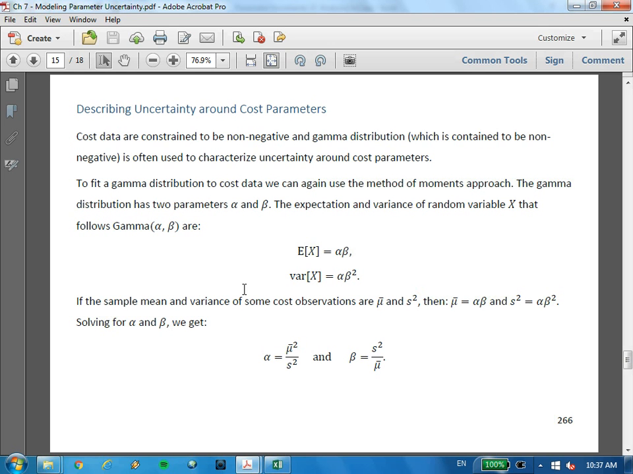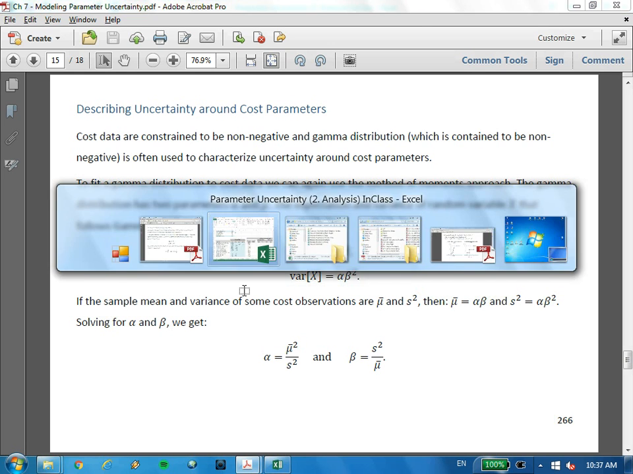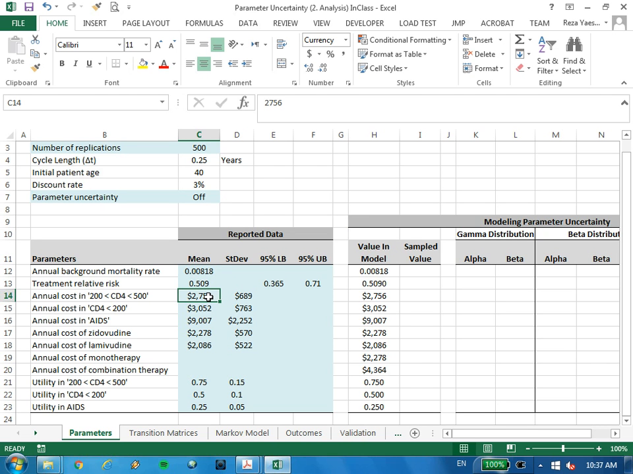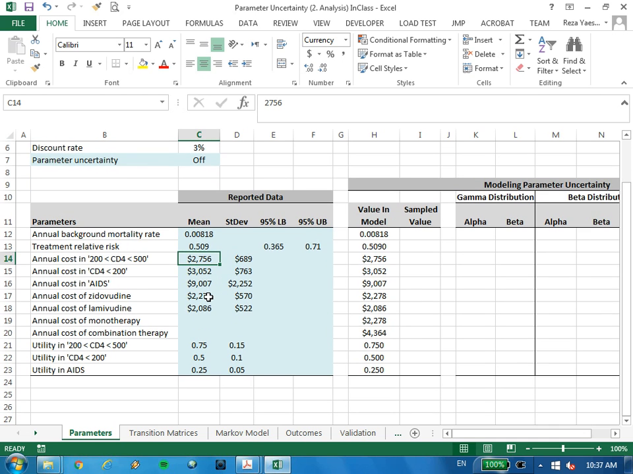So in my model, I assume that I have this data set that I was able to calculate the mean of the cost and also the standard deviation. So I have the mean of cost and a standard deviation. Now I can fit a gamma distribution to this data.